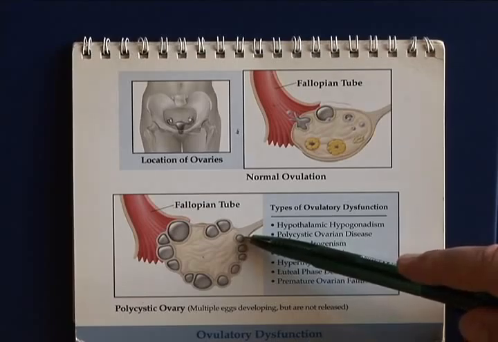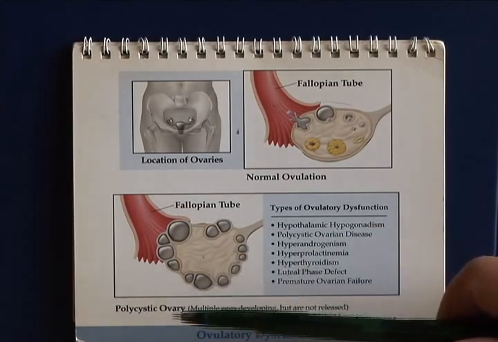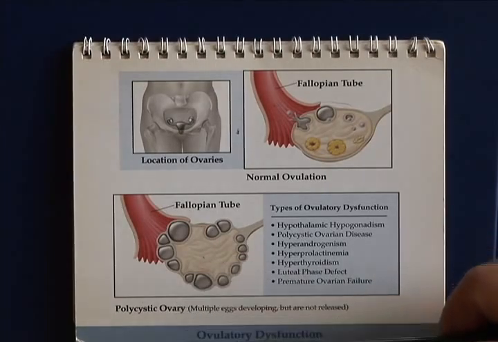And then what happens, these follicles that are remaining here begin to produce excess androgens, which are male-like hormones, and that's what causes the hair growth on the face and body, and sometimes male pattern hair loss on the top of the head, and even acne in these patients.